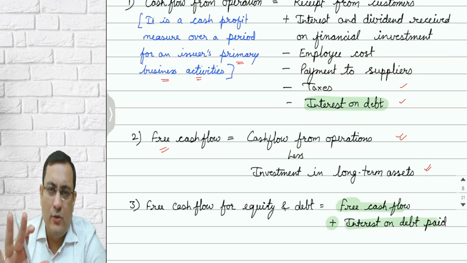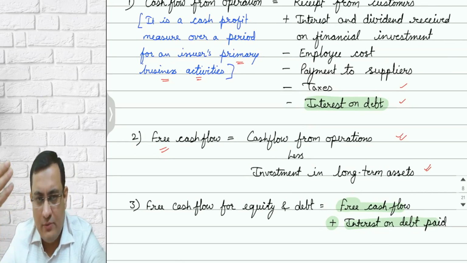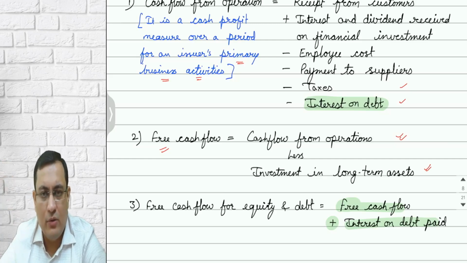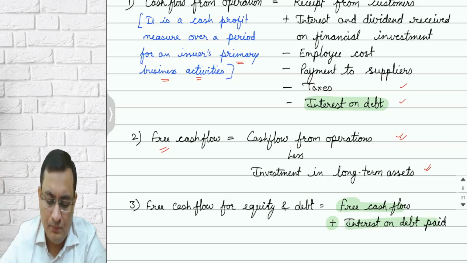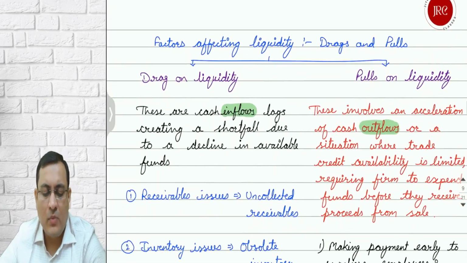So these are absolute measures. A simple question may come where they will give different transactions and you have to arrange them and solve these numbers, solve these equations. So let's go for the next part.